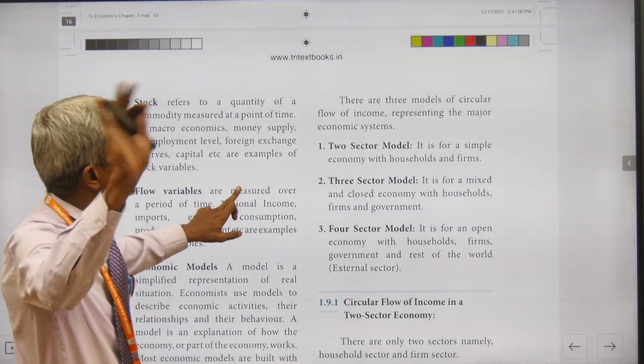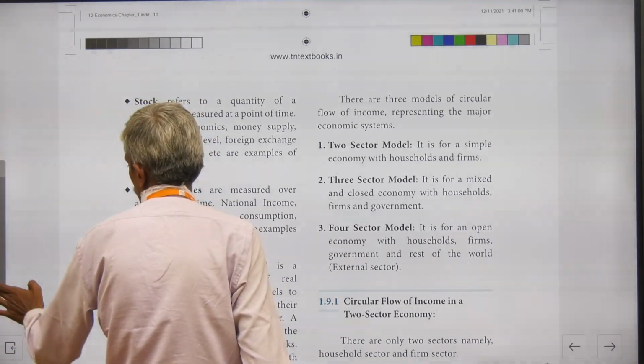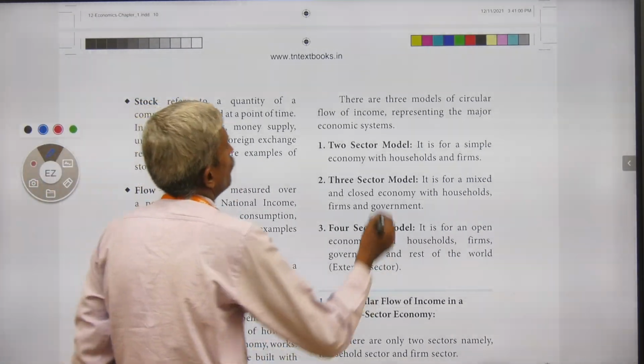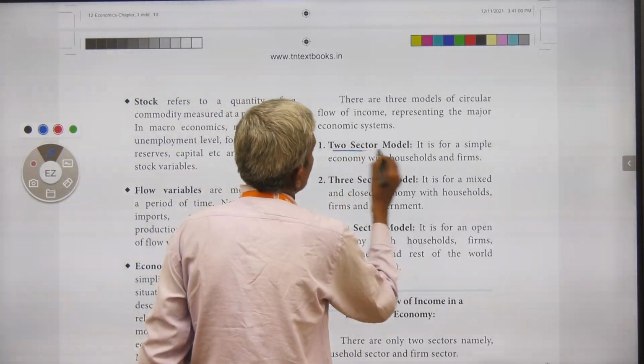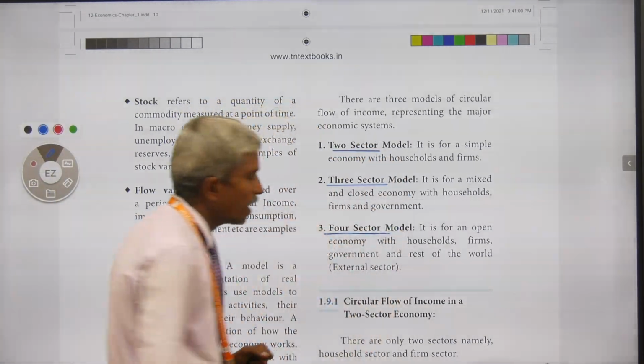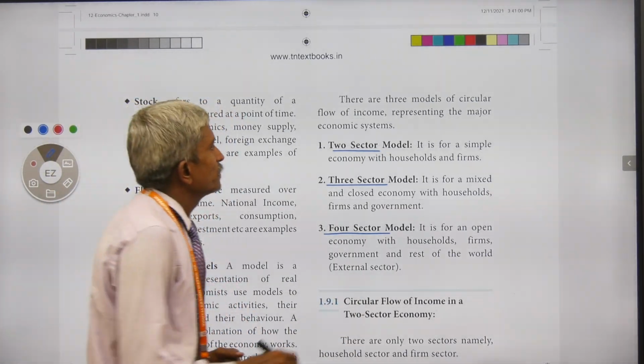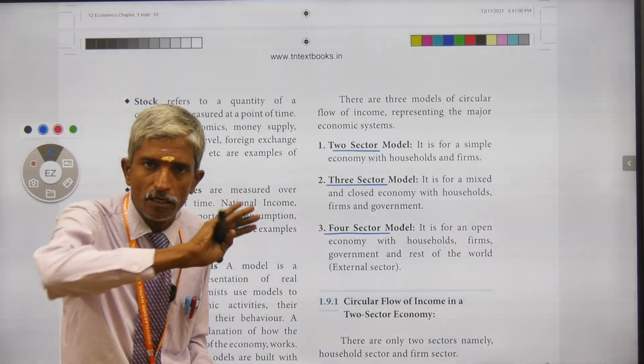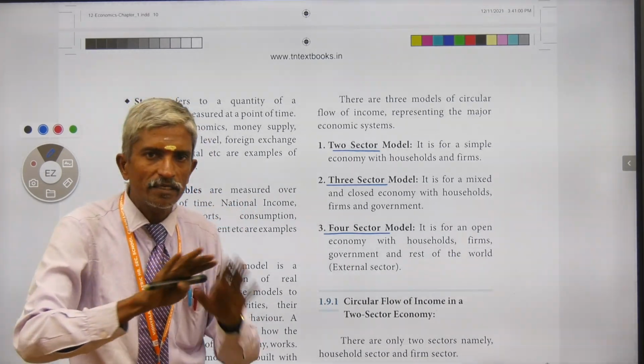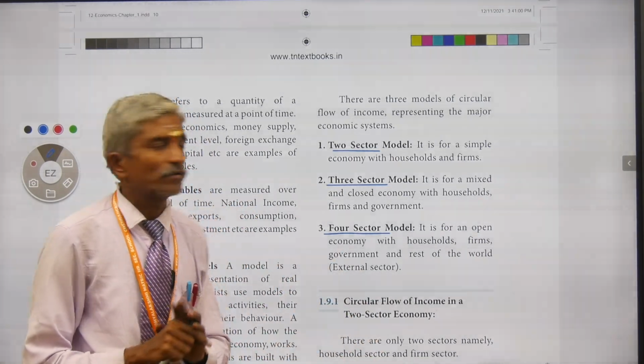Totally there are 3. The models are totally 3. Number 1, 2 sector model, 3 sector model and 4 sector model. Clear? Why isn't there a single sector, sir? There is no single sector. If it is single, it is not applicable.